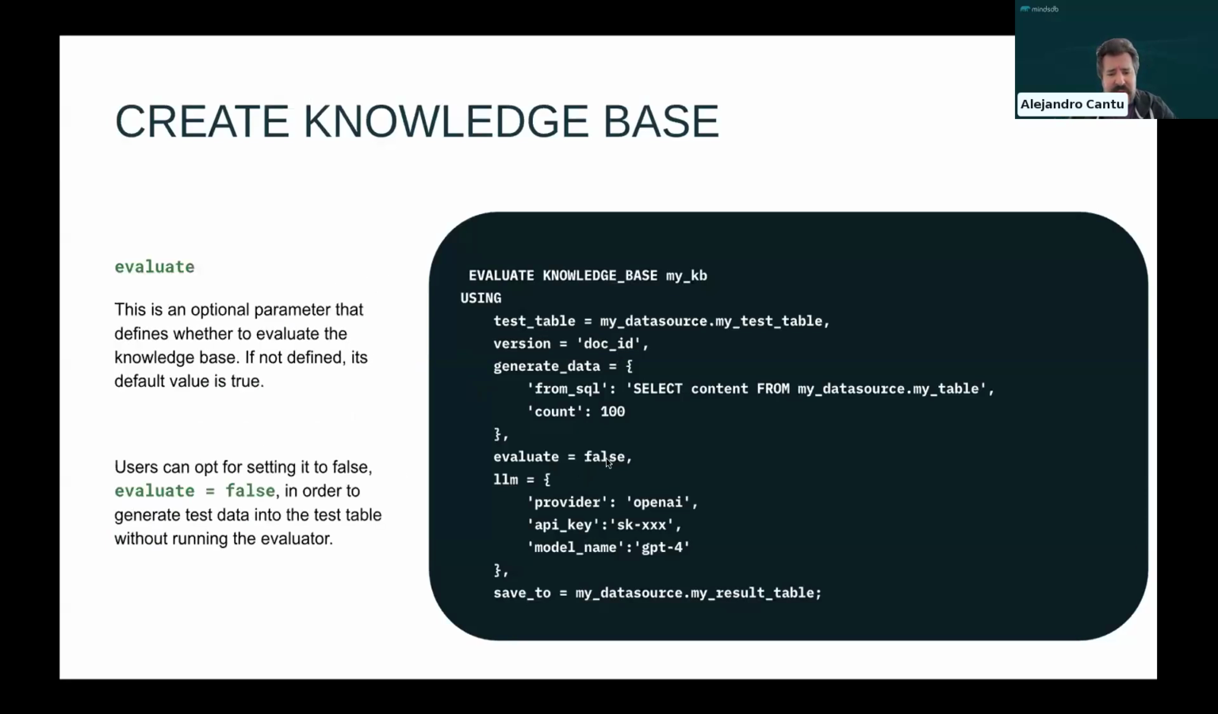Next, we have evaluate, which here is equal to false. Evaluate is what tells the system whether you want to run an evaluation, yes or no. If you put false, it will only generate the data and not run the actual evaluation, but if it's true, then it'll run the full circle. It'll generate the data and then run the evaluations. So maybe if you just want to generate data, to look at what that looks like, set evaluate to false.